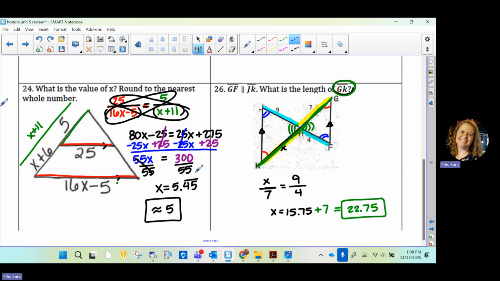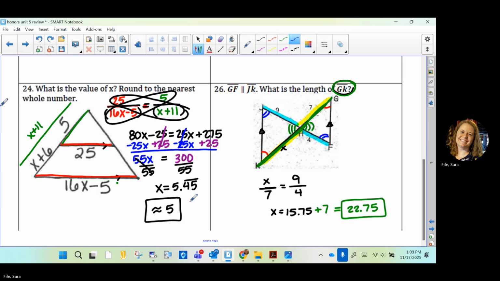And then I did the algebra to solve for x. And the question asked for x. Okay, I don't have to go plug it back in and calculate anything. It just said, what is the value of x? Round to the nearest whole number again. So that was 5.45 repeating. So that is closer to 5 than 6, right?